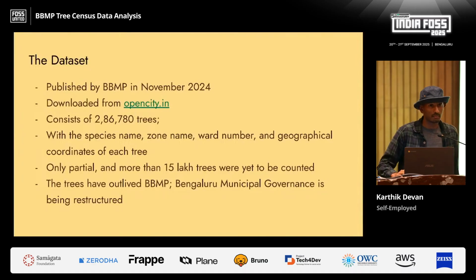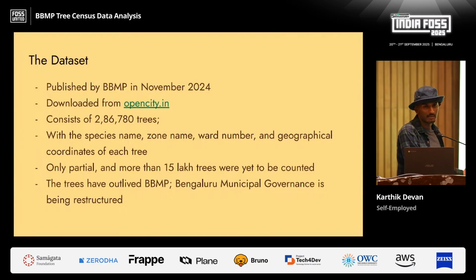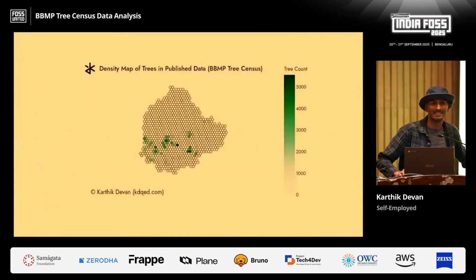So that data was only partial. They said that 15 lakh trees are yet to be counted, and to be honest, it feels a little like, wait, who are we to count the trees? These trees are probably going to outlive most of us, and they've definitely outlived the BBMP. For me, it's like when you are young, you used to collect Pokemon cards, or if you liked some actors, you used to have posters of them in your house. And since I like the trees, I like to have this whole data set on my laptop. It's one of the motivations behind me doing this whole analysis.